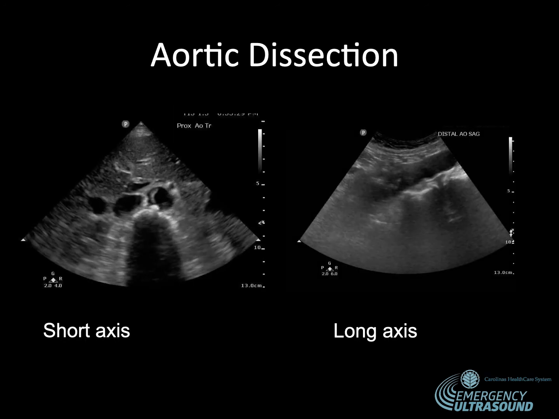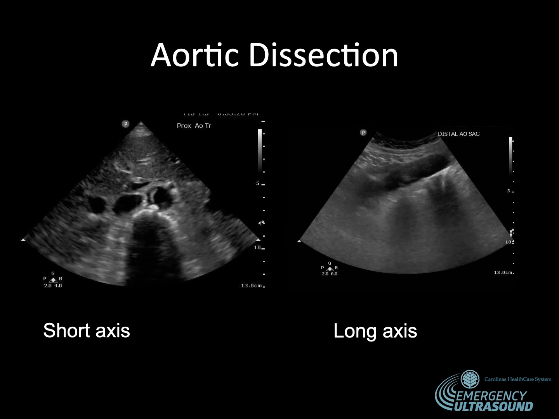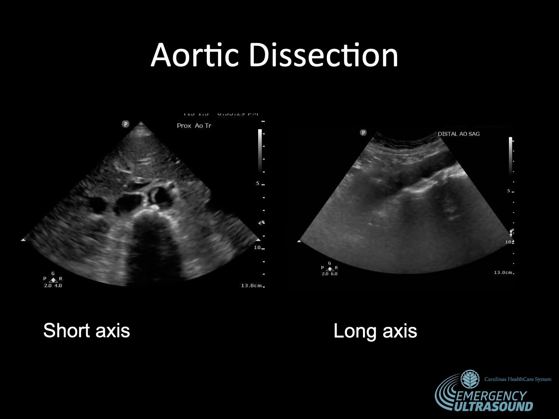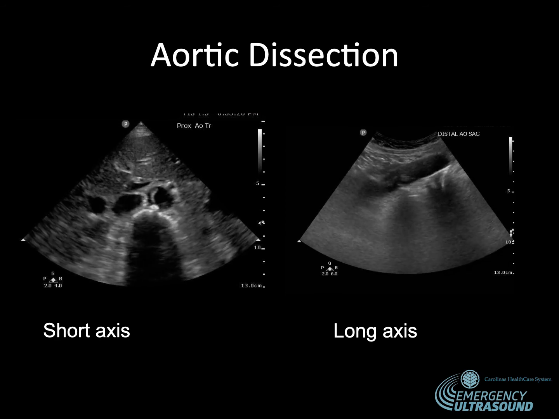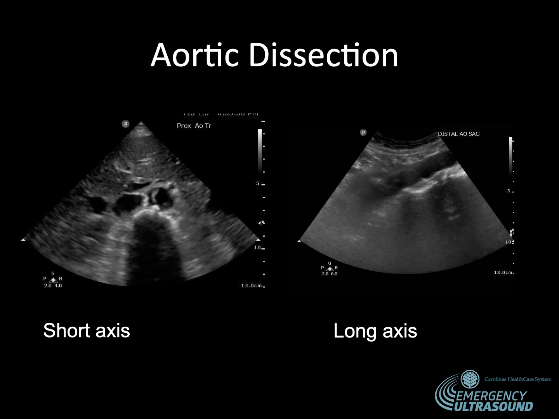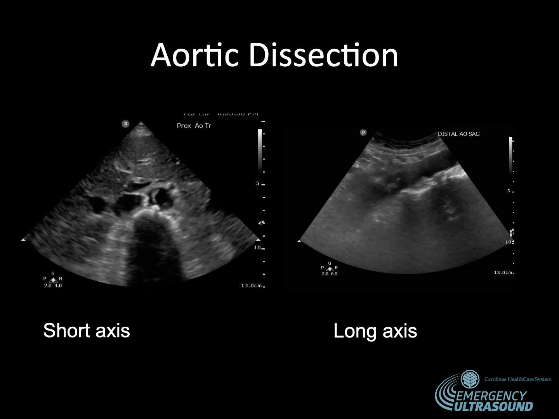So here we're seeing aortic dissection in the short axis on the left side of the screen. You can see a linear echogenic band through the middle of the aorta, and then we're seeing it in long axis. In the long axis view, you want to make sure that you're fanning through the entire aorta in the long axis from right to left to make sure that you are seeing the linear echogenic band in that view.